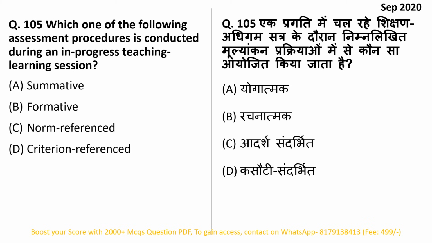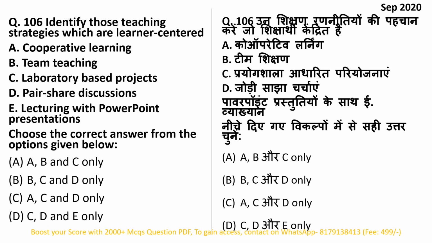Which one of the following assessment procedures is conducted during an in progress teaching learning session? So in progress teaching learning session, the assessment is obviously formative. So I think nearly 10 questions were based on formative evaluation. Very important. Identify those teaching strategies which are learner centered: cooperative learning, team teaching, laboratory based, pair share discussion, lecturing with PPTs. The right answer is A, C, and D: cooperative learning, laboratory based projects, pair share discussions.